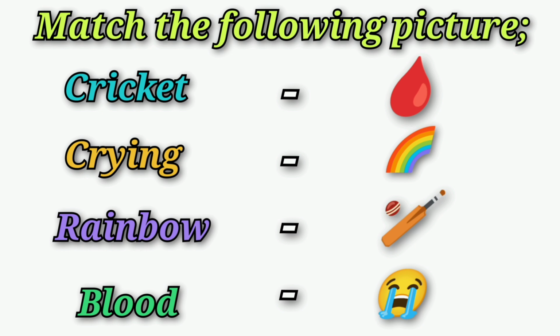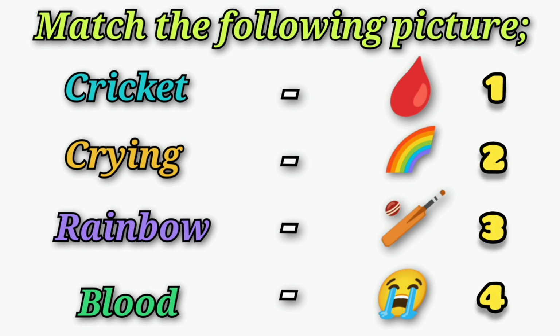Four images are given: the first image is number one, the second image is number two, the third image is number three, and the fourth image is number four. So 1, 2, 3, 4 are the numbers for identification. The names are given for the fourth pictures, and we must correctly match the pictures.